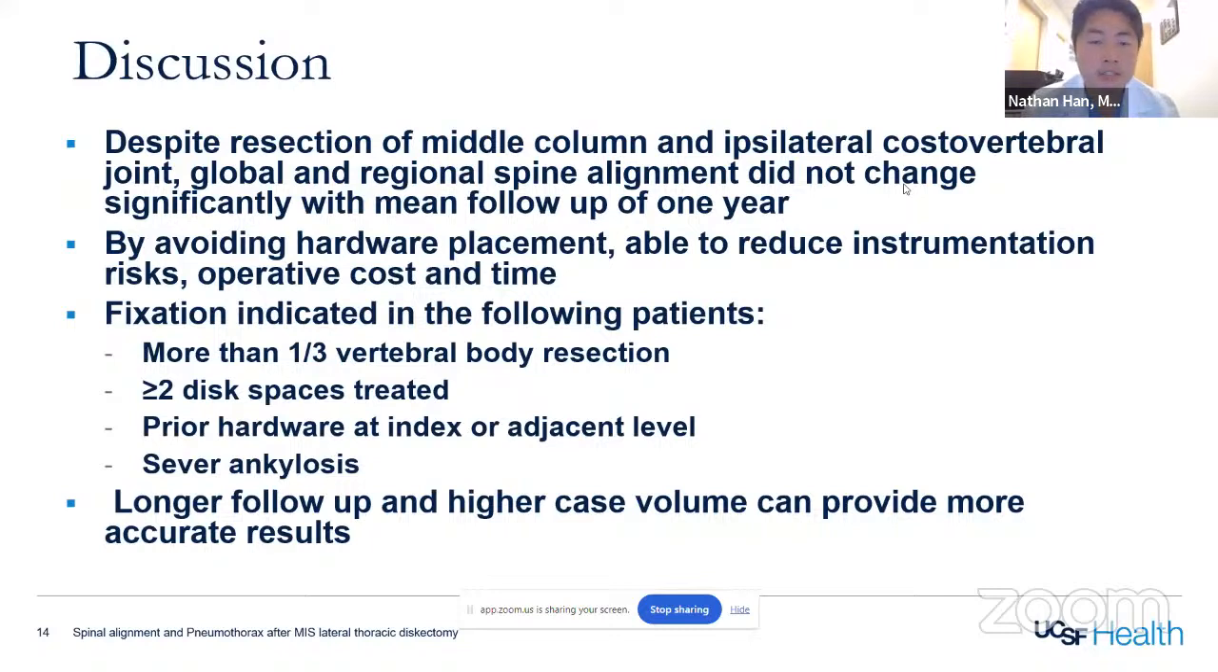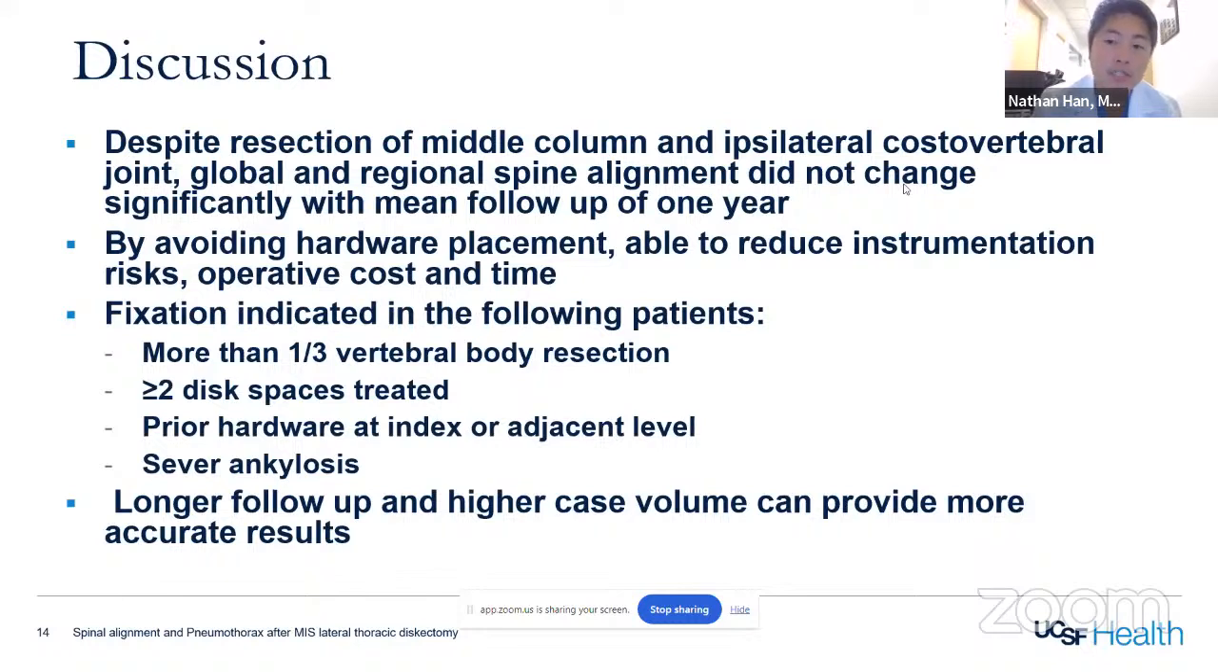And in terms of the discussion of the results, despite the resection of all those anatomic areas that I mentioned, the global and the regional spinal alignment did not change significantly at a mean follow-up of 1 year. And being able to avoid the hardware placement actually reduces a lot of the operative risk related to instrumentation, the operative cost, and surgical time.